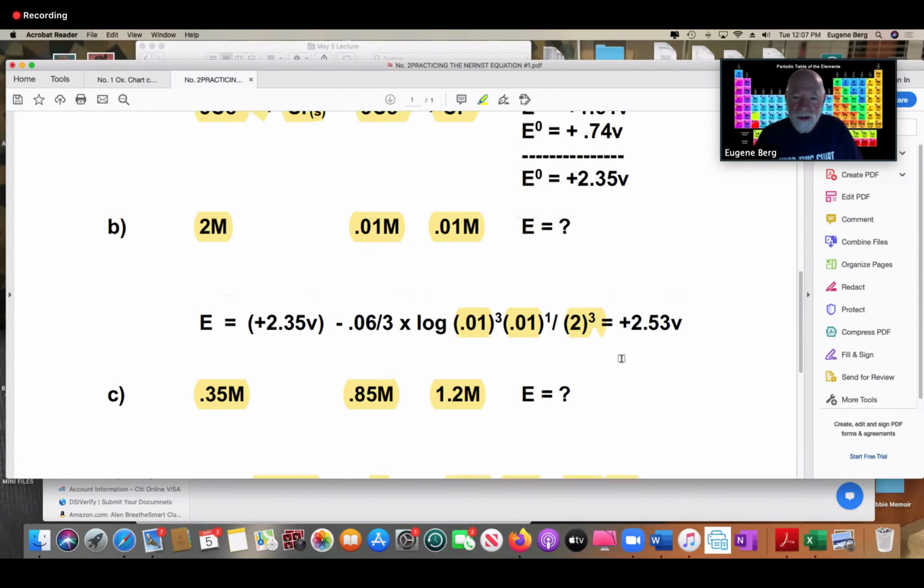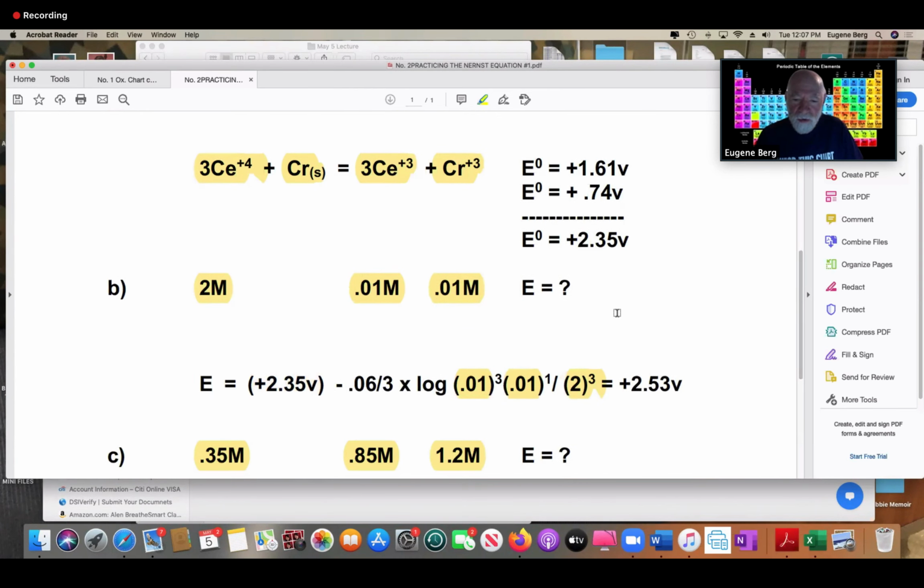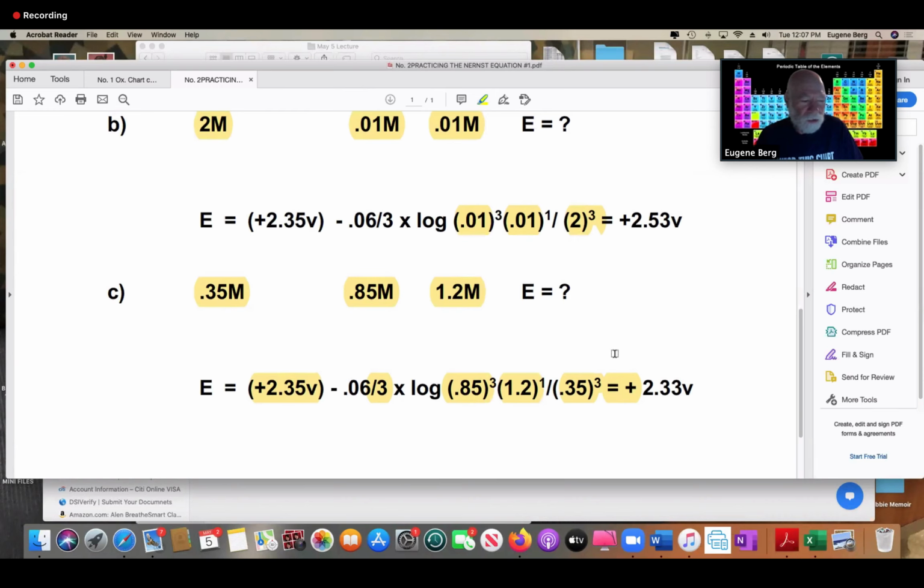So it looks like the voltage did go down a little bit. The standard voltage was 2.35, and this became 2.33. Okay, so hopefully you feel pretty good about using the Nernst equation at this particular point.